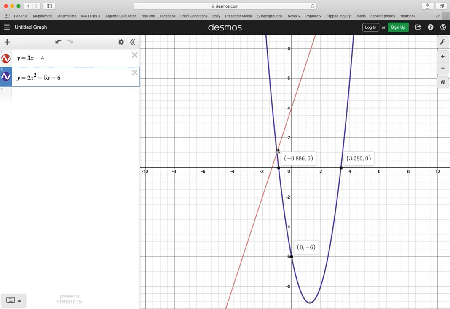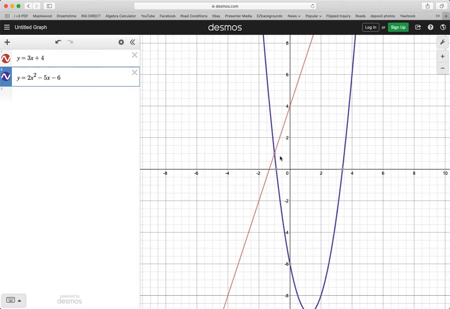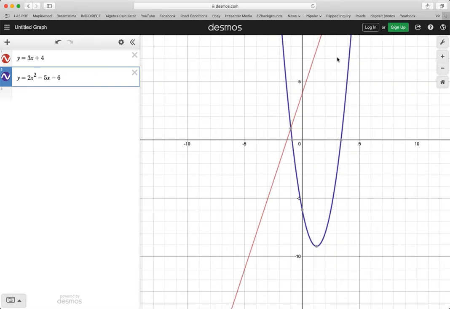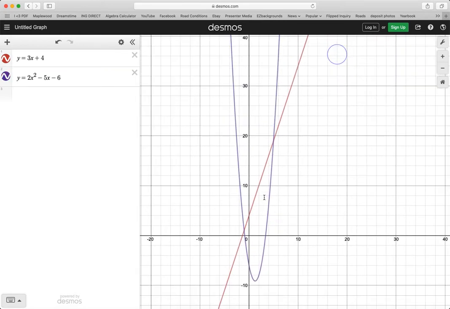Or if we want to see where it crosses this red line, there's one intersection point, but if we take a look here, that looks like it's going to intersect again. So I can just scroll out, move it around, and click.